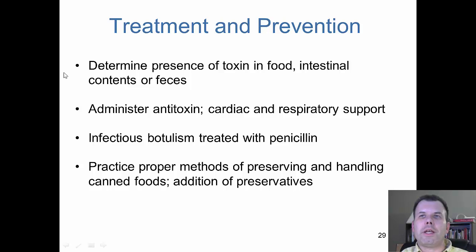Now, treatment and prevention, again, determine the presence of toxin in food, intestinal contents, and feces. So you look for the bacteria in these cases. Again, there is an antitoxin to block the botulinum toxin. Cardiac and respiratory support, again, if it starts shutting down the cardiac muscle or the respiratory muscles. Again, infectious botulism is treated with penicillin or a derivative of that. And again, the biggest thing is practicing safe canning methods. So preserving and handling of canned foods, addition of preservatives and things like this will help because it prevents the spores from becoming activated and growing in the anaerobic environment. So that's your biggest thing. Okay, so being safe, doing home canning, that's the biggest thing.